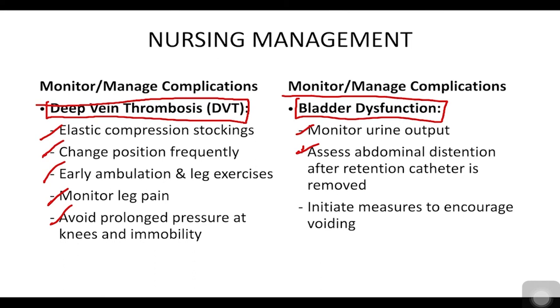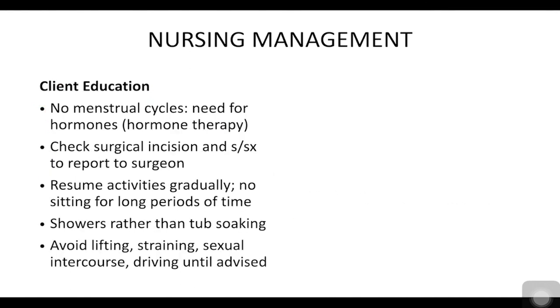So we also initiate measures to encourage voiding. Client education. For example, there is no menstrual cycle for the patient. The doctor would order or consider the need for hormonal therapy. If the patient is at home from the hospital, usually instruct the patient to check the incision, note any changes in color, discharge, or foul smell, and ask him or her to report to the surgeon if there is something peculiar or different about the surgery site.